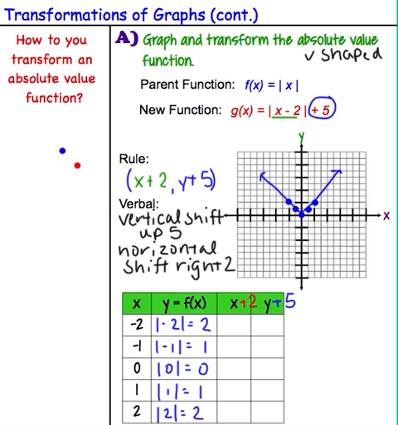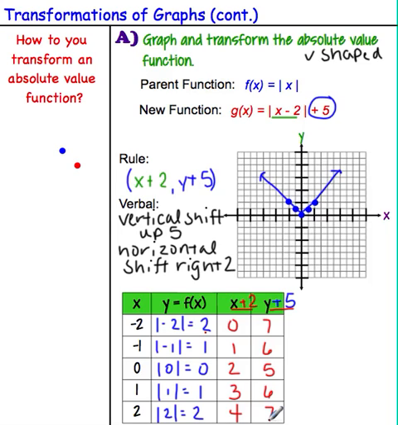So now, knowing that, let's go ahead and do the actual transformation. If we're looking at this table here, we have to take all of our x values and add 2. So negative 2 plus 2 is 0. Negative 1 plus 2 is 1. 0 plus 2 is 2. 1 plus 2 is 3. And 2 plus 2 is 4. Then looking at the y value, we have to add 5 to every one of them. Starting here, 2 plus 5 is 7. 1 plus 5 is 6. 0 plus 5 is 5. 1 plus 5 is 6. And 2 plus 5 is 7.